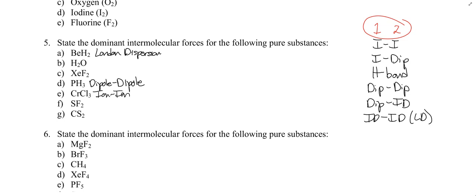One thing to note just for SmartWork purposes: everything has London dispersion going on, okay? Whether it's ionic or polar or hydrogen bonding or nonpolar, it's got London dispersion going on. So when you're doing SmartWork and it asks you to choose all that apply, London dispersion should always be an answer. It's just in nonpolar molecules where it is the most dominant intermolecular force, if that makes sense.